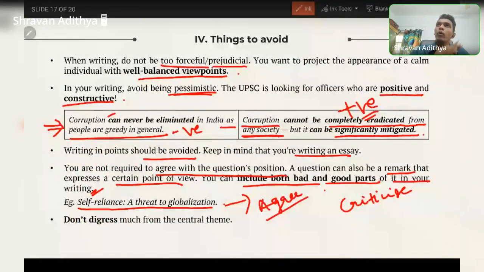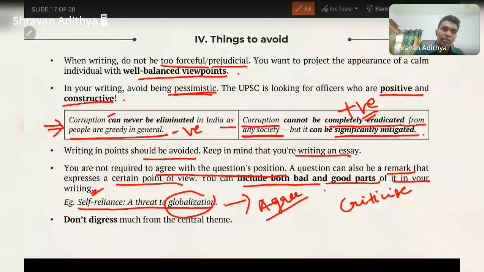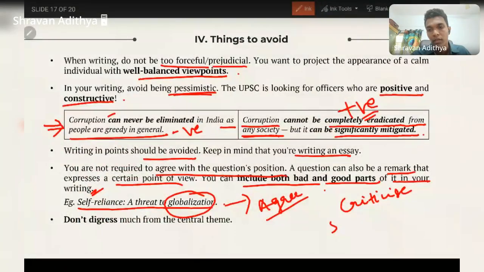Okay, you do not have to blindly agree with it and go about praising self-reliance or praising globalization. You have to have a balanced approach, and the balanced approach is about agreeing with the statement as well as disagreeing with the statement to some extent. So a 50-50 approach is what is always desired. Okay, 50% you agree with the statement, 50% you disagree with the statement.